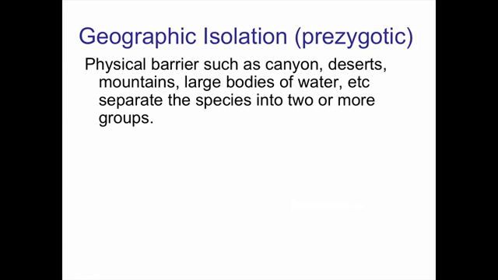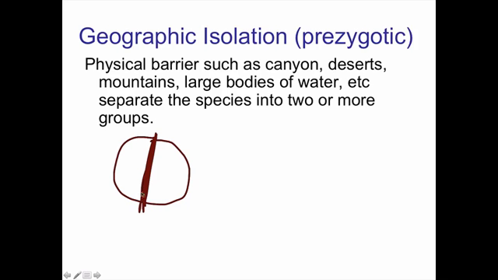So the first type, we're going to look at prezygotic isolations first. Geographic isolation. Geographic isolation is when there's a physical barrier that separates the species into two or more groups. So for example, let's say you have a species living all together in one area, and then they become divided by a physical barrier that prevents them from even getting to each other. Originally you had one gene pool and all the individuals mating with each other. Now two gene pools have been created, gene pool here, gene pool here. They've become isolated from each other.